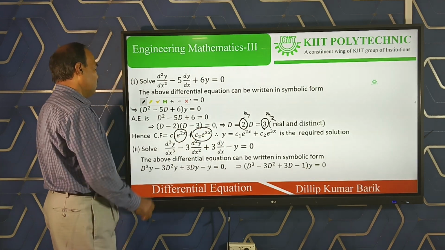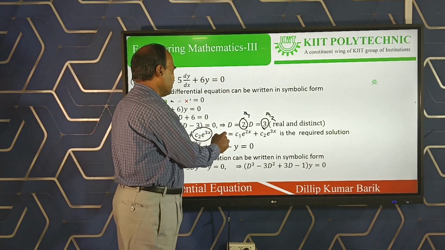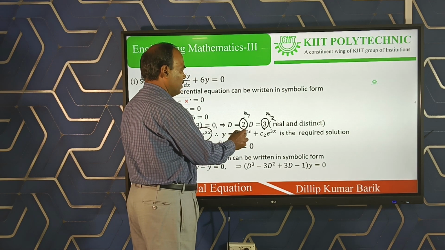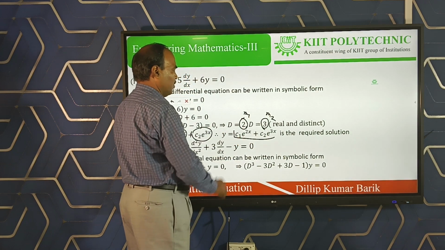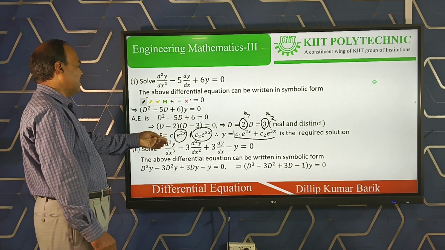So the complete solution is y, or sometimes written yc, the complementary function, c1 e^(2x) + c2 e^(3x), which is the required solution of the given differential equation. Clear? Similarly, we take another example.